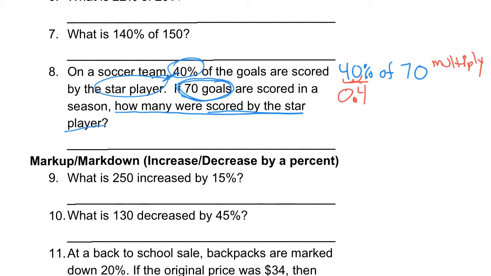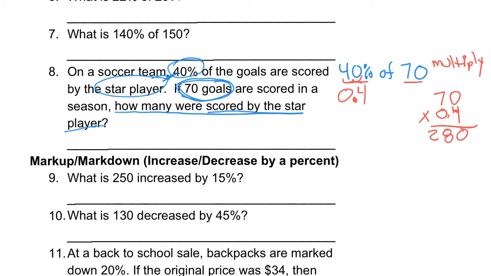So I multiply my percentage written as a decimal by my original number, in this case 70. So it's 70 times 0.4. All right, well, let's do that. 4 times 0 is 0. 4 times 7 is 28.